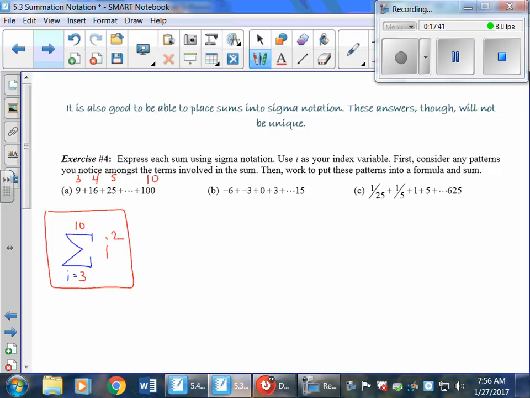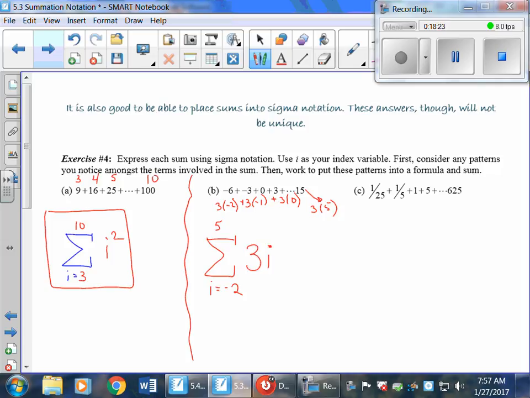So now I look here, and the first thing I notice in B is that I seem to have multiples of 3 here. So that's what I'm going to consider. So what is negative 6? Negative 6 is 3 times negative 2. Negative 3 is 3 times negative 1. 3 to 0 is 3 times 0. So I can see how very nicely my summation is beginning at I equals negative 2, and it's going up to 3 times 5, to 5. And simply, we're going to do 3I.